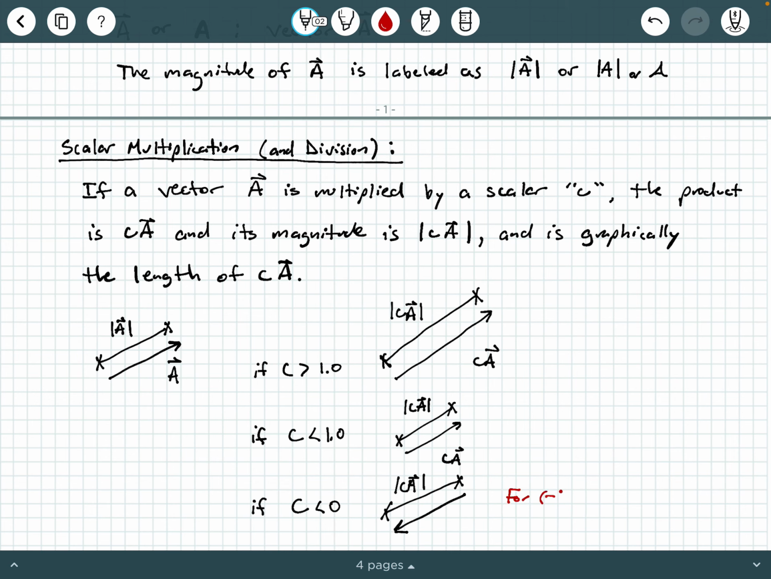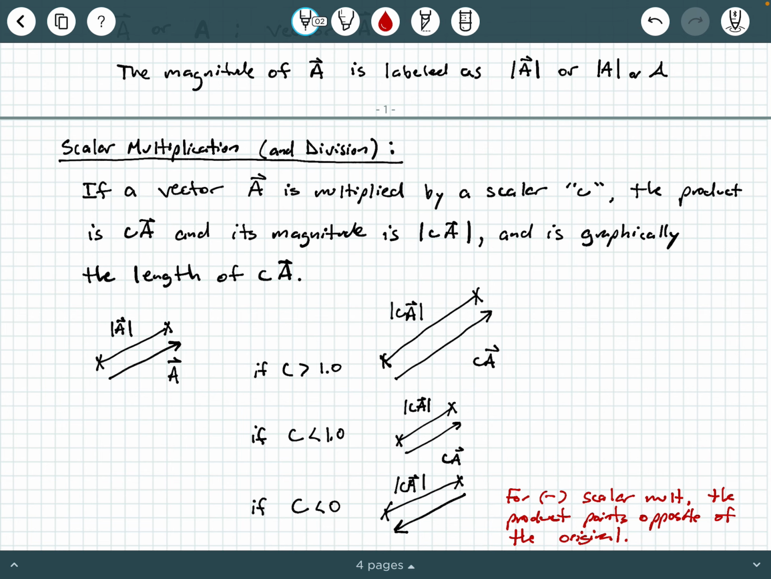For negative scalar multiplication, the product points opposite of the original. Okay, so that's a very important key concept here.